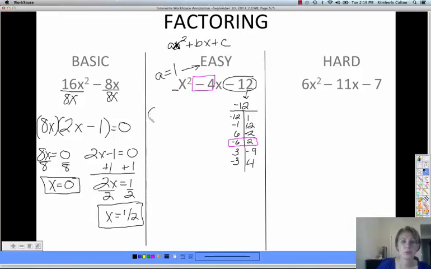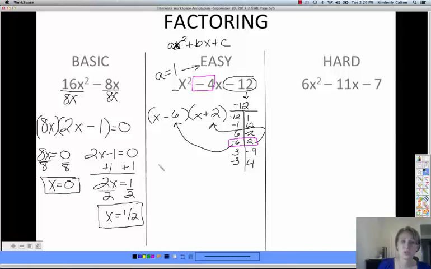So it's real simple from here. We simply set up two sets of parentheses with an x in each one. Then we're going to take that first number that we found to be a factor and put it in the parenthesis, and the second number will go in the second parenthesis. It doesn't matter the order. We have successfully factored at this step.